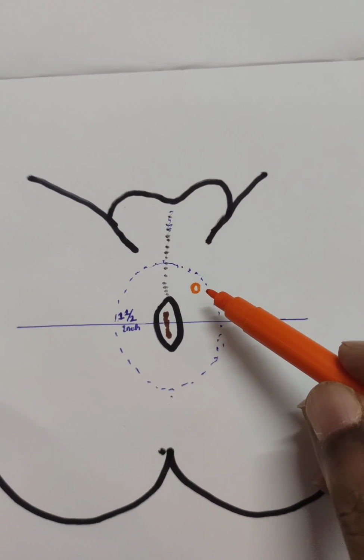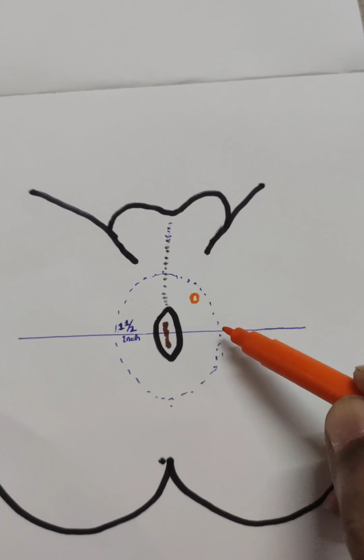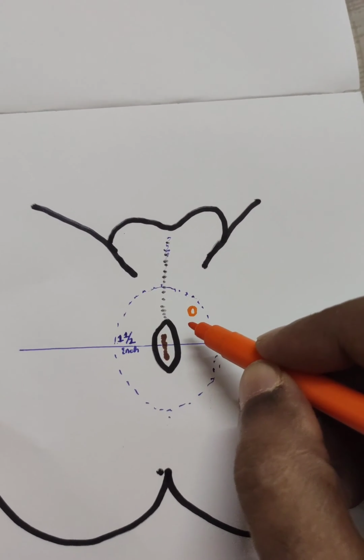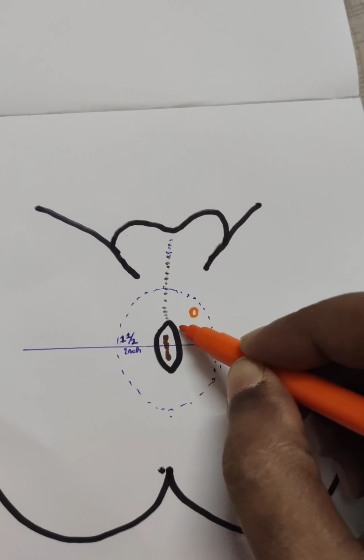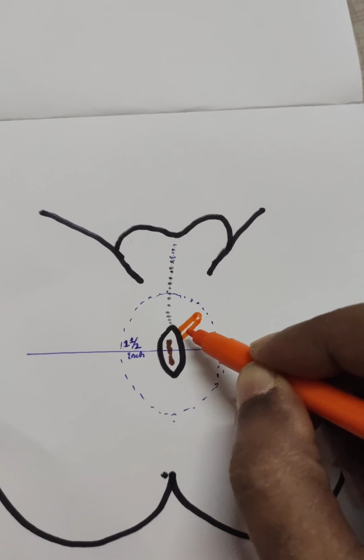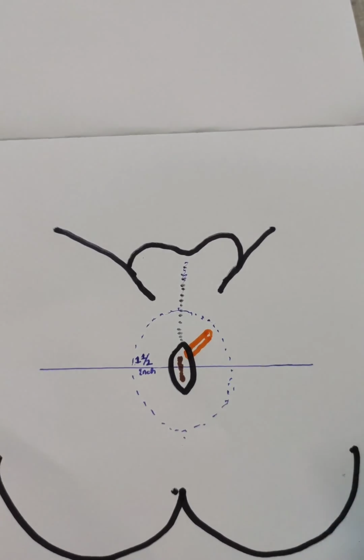So when the external opening is anterior to the imaginary line within the imaginary circle, the course of the tract is straight and the internal opening is radial to the external opening.